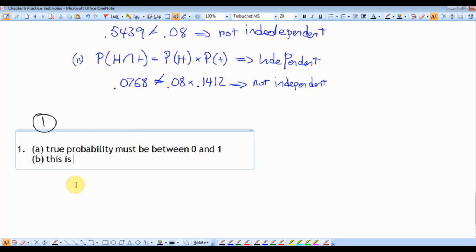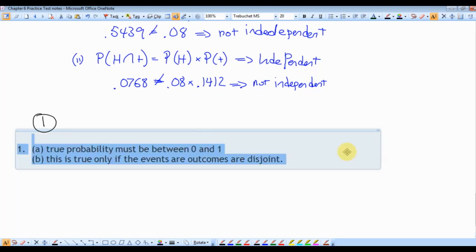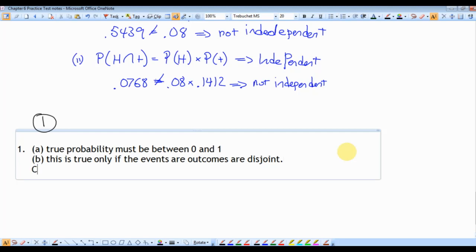This is true only if the events are disjoint. Or do we have events here? Outcomes. Only if the outcomes are disjoint. Does that mean independent? No. Very common confusion: independence and disjoint are different concepts altogether. Actually, if two events are disjoint, they are automatically not independent. We'll get to that in a second.